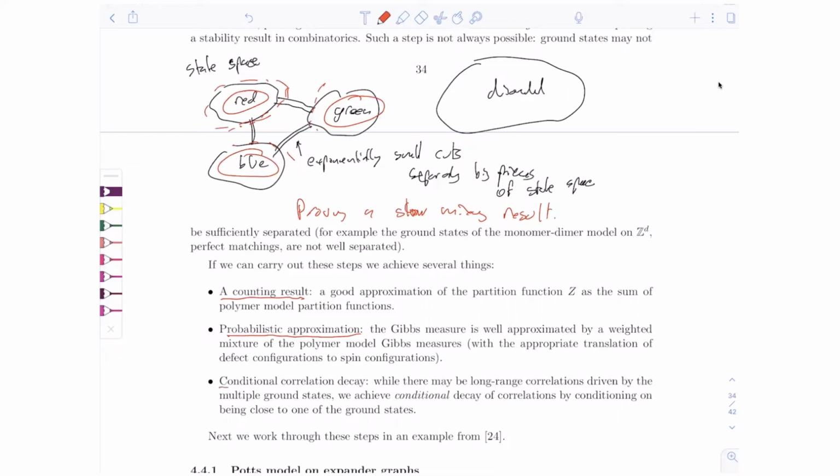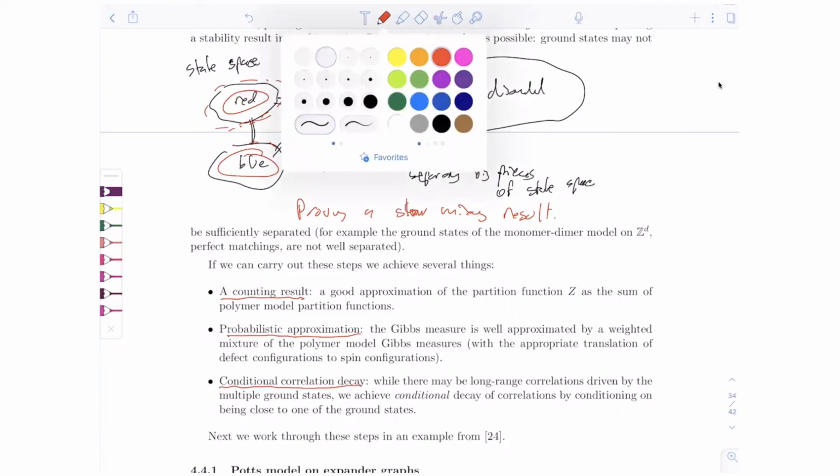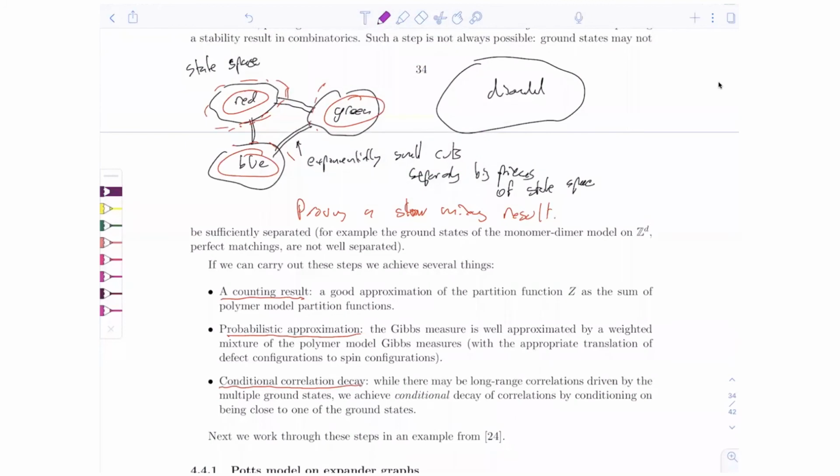And then, as we said, we don't have correlation decay. We have long-range correlations, but we have some sense of conditional correlation decay. If we condition on our configuration being, say, in the green-dominated set of configurations, then we actually recover exponential decay of correlations, even though it doesn't hold for the full model. Okay, so that's somehow the high-level view of the steps.